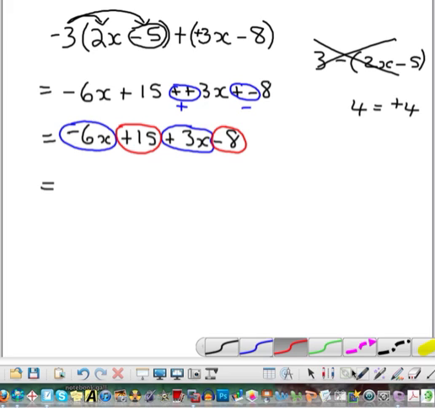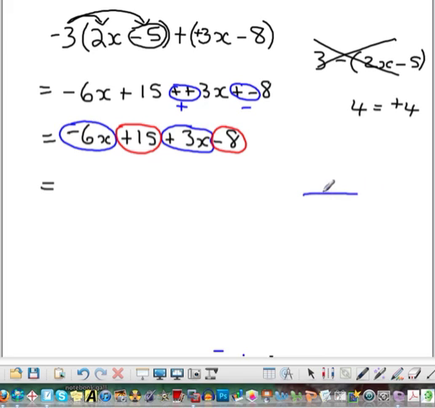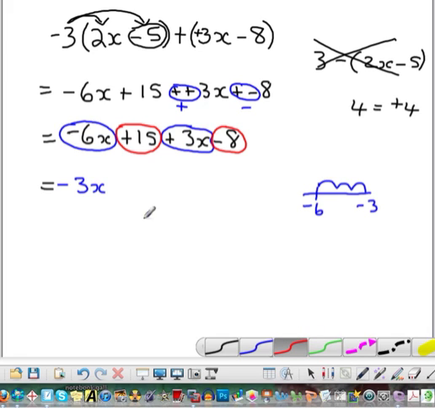So remembering the x's go first, we usually put them in that order. So below I have -6x plus 3x. If you looked on the number line, that would be like -6 plus 3. 1, 2, 3. Which leaves me at -3. So I have -3x.